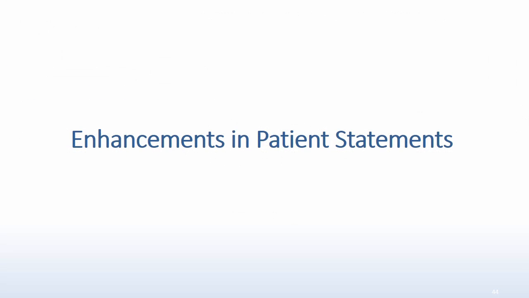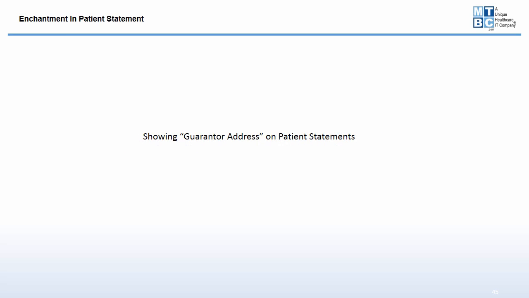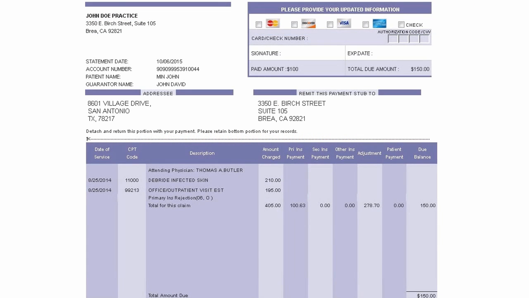Now we discuss the enhancement in patient statements. There's an option added to show the guarantor address on patient statements. This is the enhanced view of the patient statement. On the top, you can see there's an address mentioned for the guarantor as well. If there's a guarantor involved, their address will also print on the enhanced patient statement and the classical statement as well.